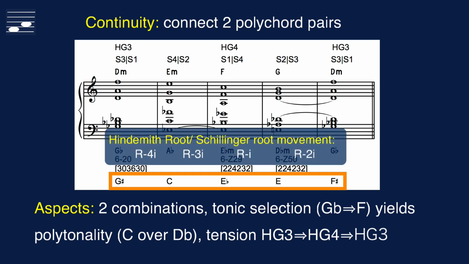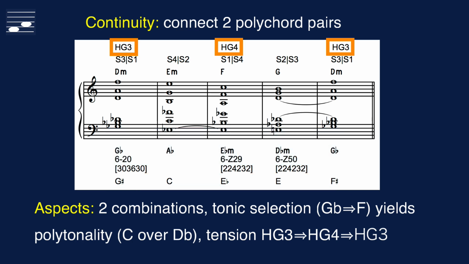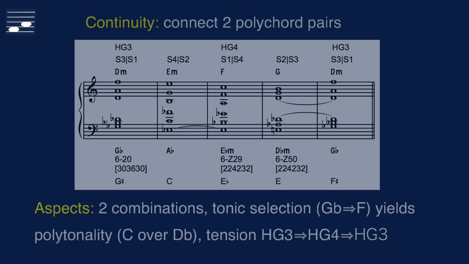Inspecting the Hindemith root and Schillinger root cycle pattern, we conclude the absence of stability and cadential character. The continuity shows the H-G tension pattern 3-4-3.